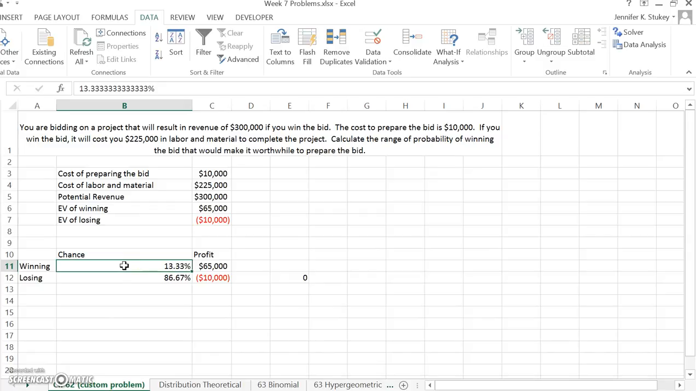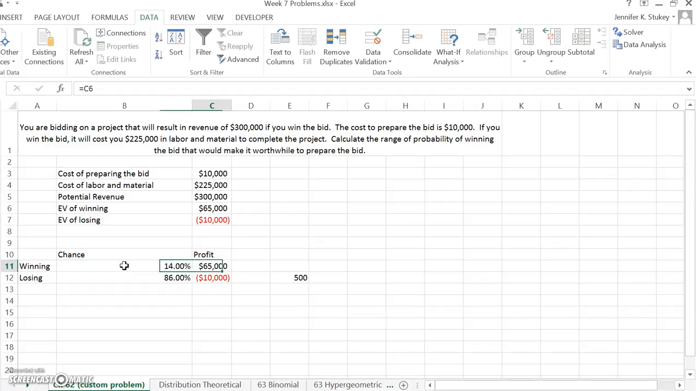So what we find out is that with a 13.33% chance of winning or less, we wouldn't want to prepare the bid because we would end up losing money on it. Watch, if I change this down to 13%, now our expected monetary value is that we lose $250. However, if I raise it to 14%, now our expected monetary value is $500. So you would want to evaluate what you thought was the reasonable chance of winning the bid, and if it was above about 13 to 14%, it would probably be worthwhile to go ahead and prepare the bid.